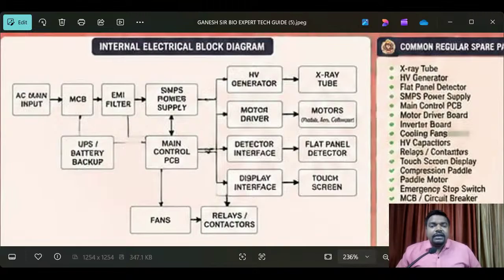See here, input MCB and so on. First of all, see this picture very clearly. Block diagram of this mammography, the internal electrical block diagram. It is not easy to understand because these are very complicated things, and you have to practice, attend, and follow the instructions of senior biomedical engineers. Okay, right, come on, let me go to the next topic.